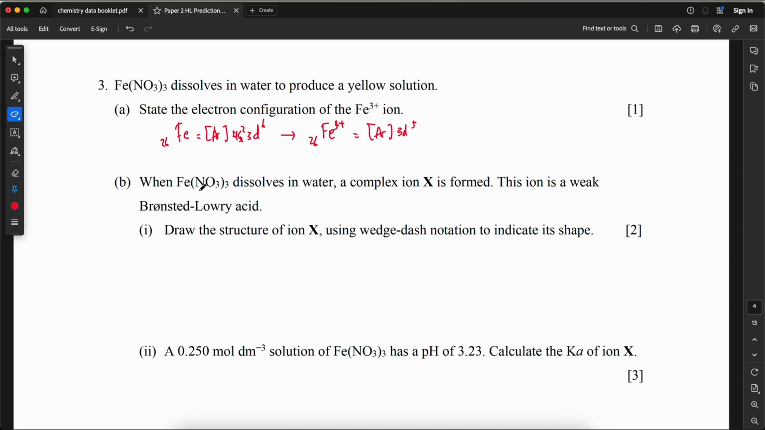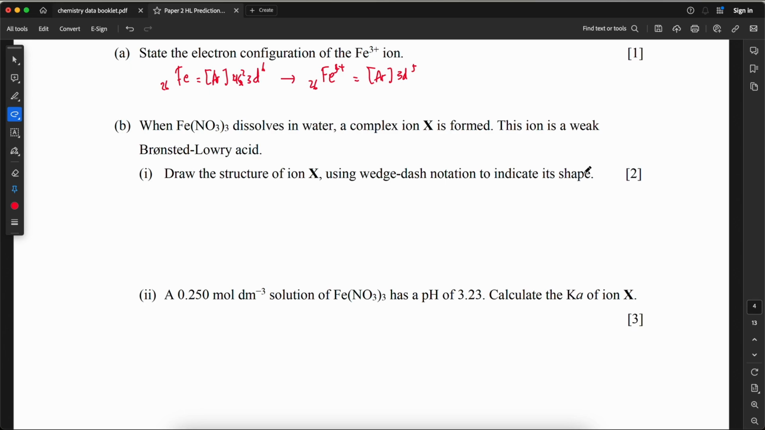3d5. When iron nitrate dissolves in water, a complex ion X is formed. This ion is a weak Bronsted-Lowry acid. Draw the structure of ion X using wedge dash notation to indicate its shape. Transition metals typically bond to 6 water ligands. Okay, so now we can draw Fe that is attached to 6 water ligands.